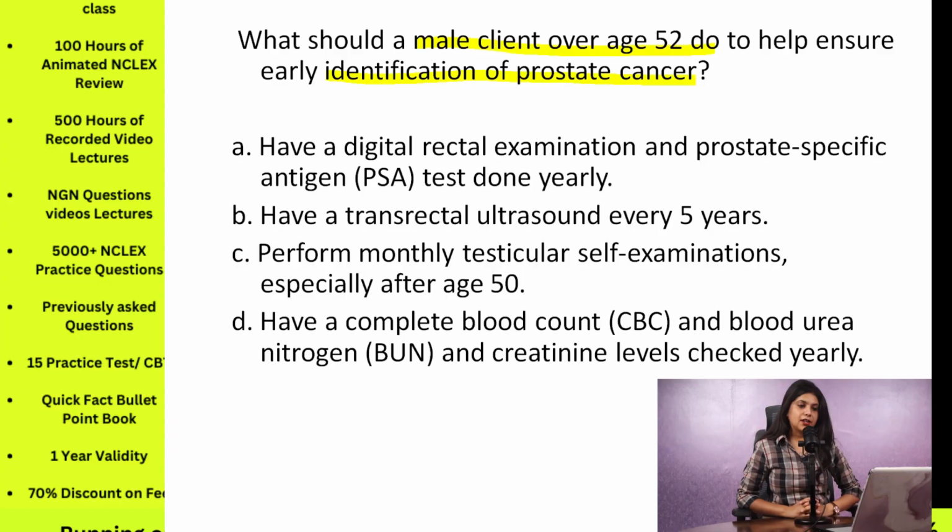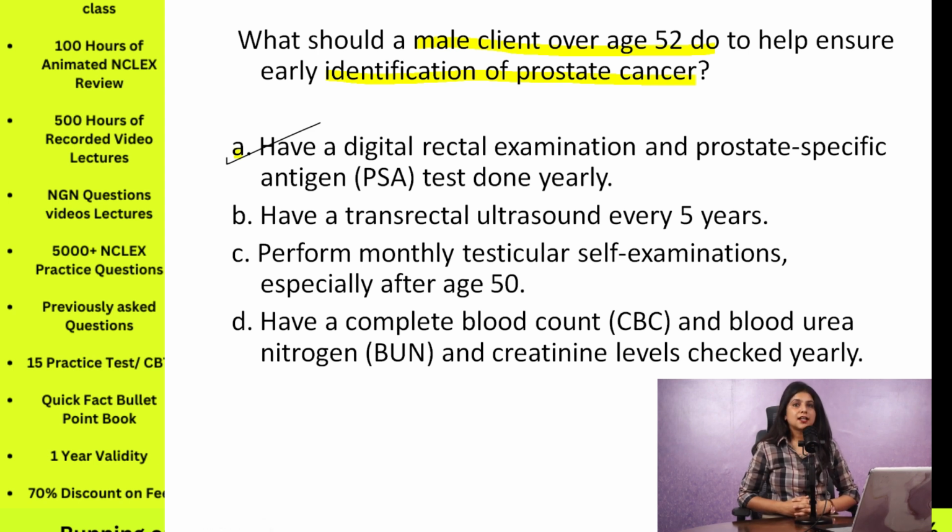What should a male client over age 52 do to help ensure early identification of prostate cancer? A. Have a digital rectal examination and prostate-specific antigen test done yearly. B. Have a transrectal ultrasound every 5 years. C. Perform monthly testicular self-examinations, especially after age 50. D. Have a complete blood count and blood urea nitrogen and creatinine levels checked yearly. Answer. A. Have a digital rectal examination and prostate-specific antigen test done yearly.